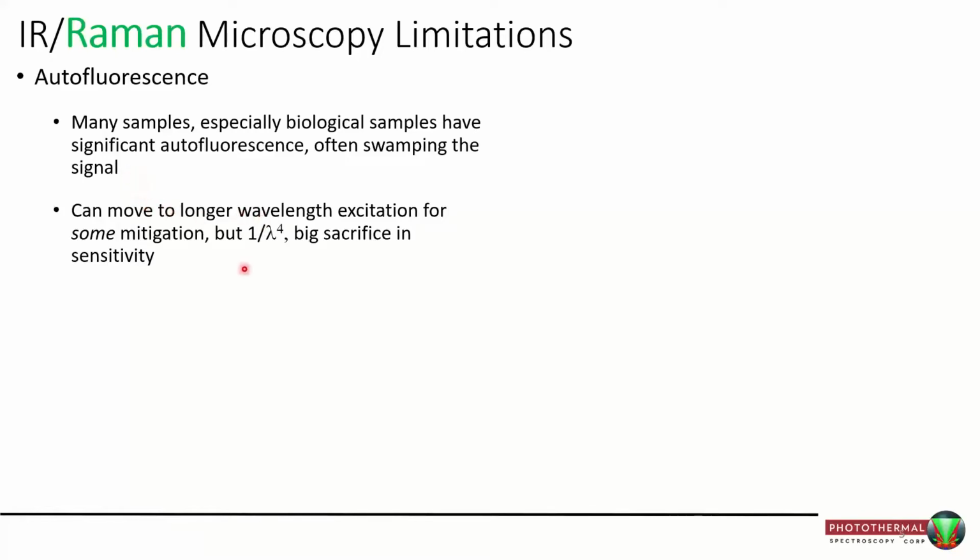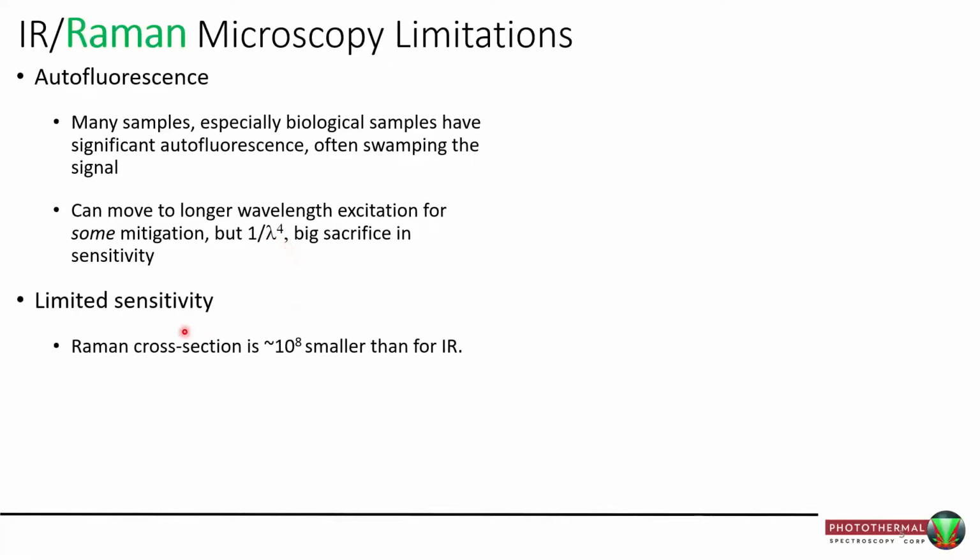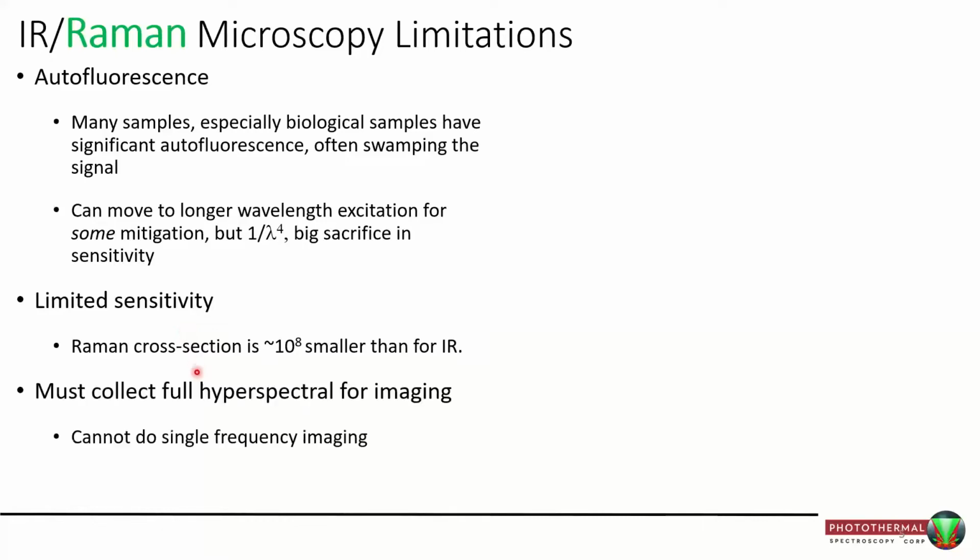You can move to longer wavelength excitation, and that has some mitigation effect, but the 1 lambda to the 4 issue results in a significant sacrifice in sensitivity. So it's a painful trade-off. And that sensitivity issue is made even worse by the fact that you're starting off on a low base. The Raman cross-section is about 10 to the 8 lower than that for IR. So you're already behind the 8 ball there.